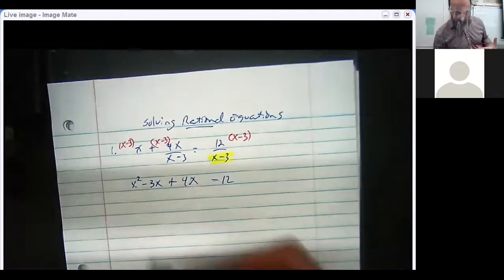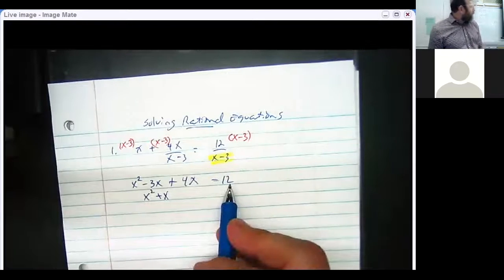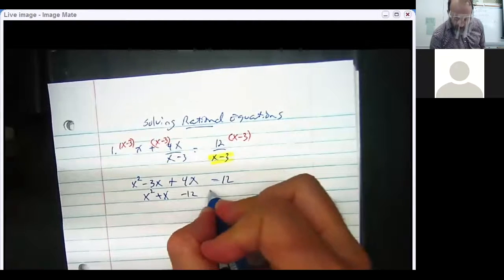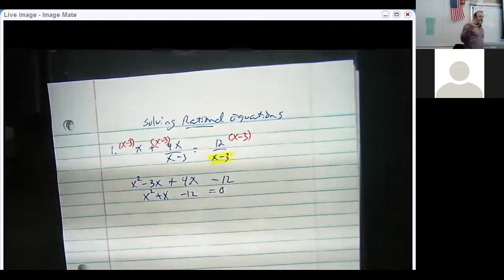So if we combine my like terms, x squared plus x, and if I bring the 12 to the other side, I'm right here. Now we have 3 ways to solve this, and 2 of them are completely stupid in this case. We could factor, we could complete the square, or we could do the quadratic formula. Which one should we start with? As a rule, I told you always start with factoring.